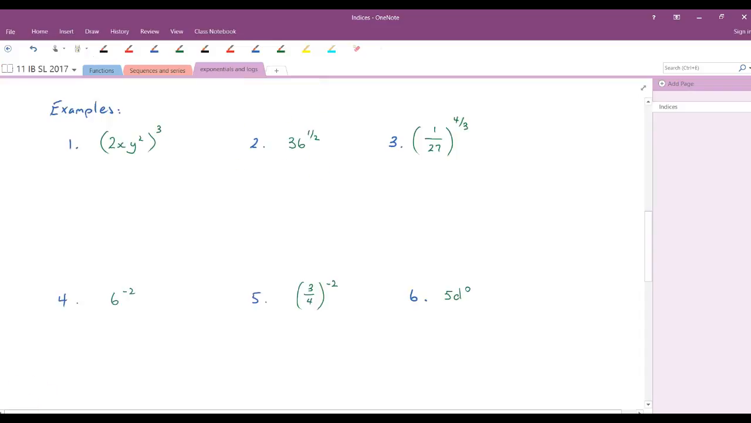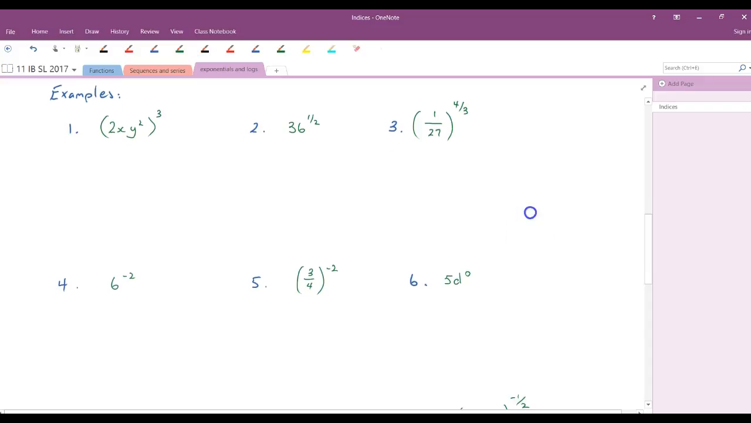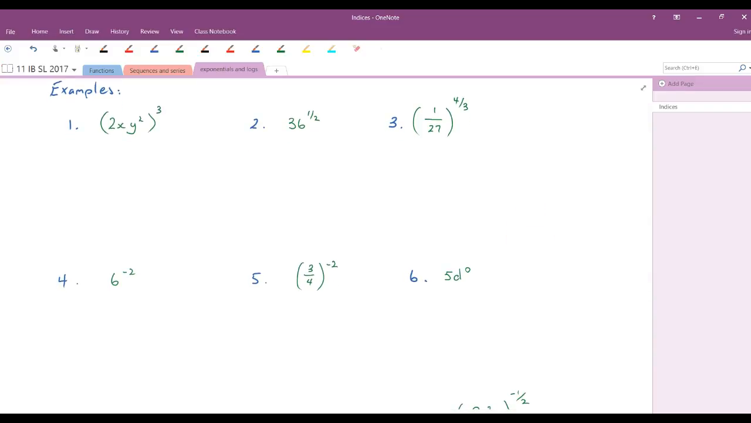Okay, let's look at a bunch of examples now using our index laws. And what I'd encourage you to do here is, rather than just sit there passively and watch, get actively involved in this activity and do the questions yourself. So you can see 6 on the screen now. Maybe pause the video, write these down, on a scrap piece of paper or preferably in your workbook.